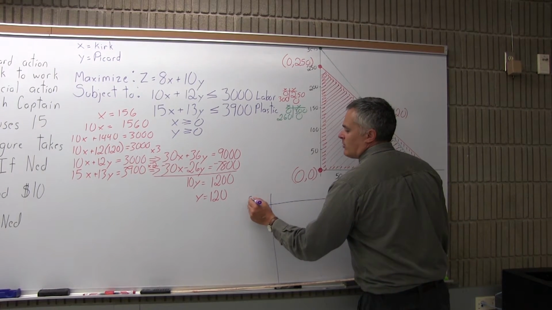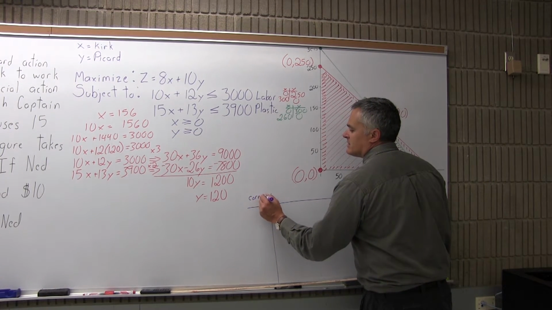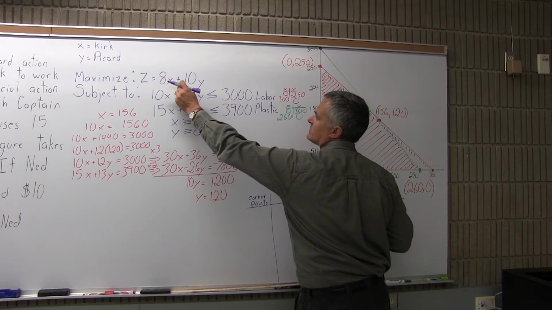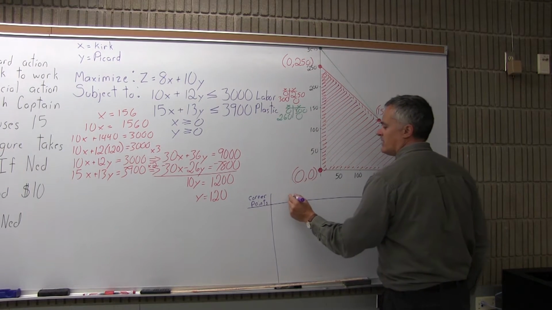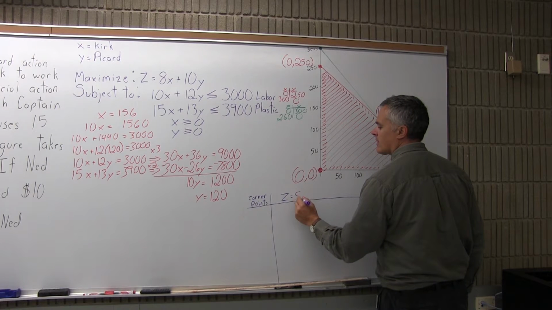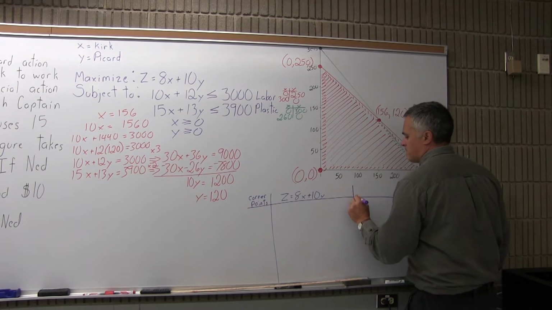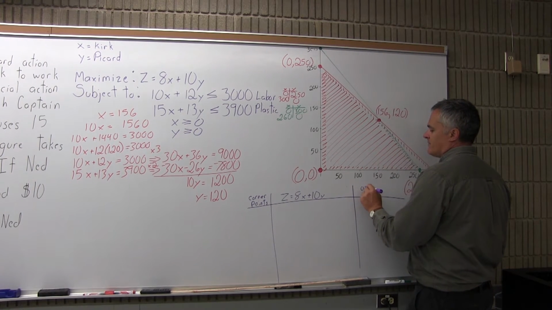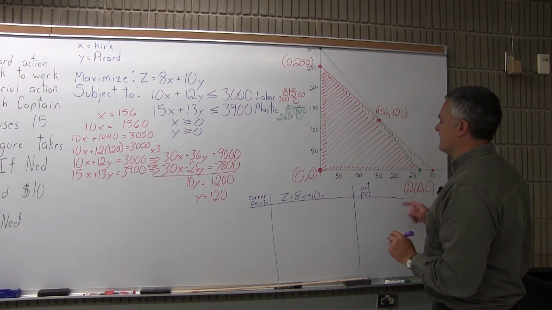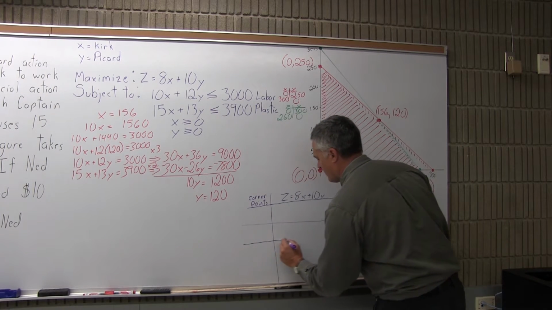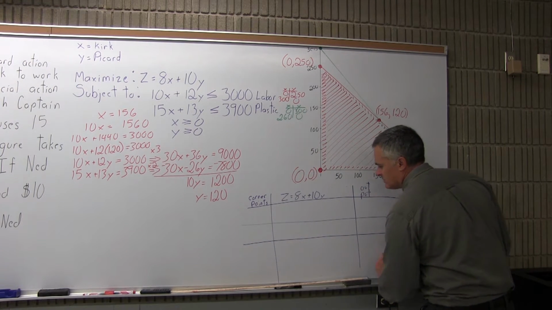So I have one column where I list my corner points. The middle column I leave a little bit wide. I put in the object function, which for this problem is z equals 8x plus 10y. And my last column will be for output. Let's see, I have 4 corner points. I'll make sure that I have 4 rows in my chart.